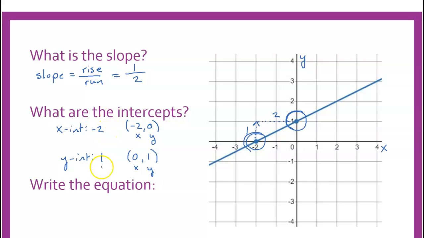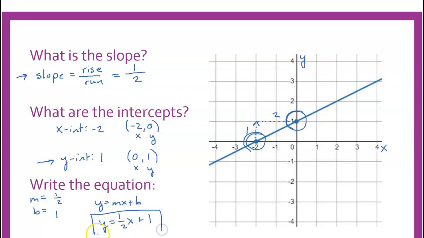And we said to write the equation we need two things. We need the slope and we need the y-intercept. Well, we got the slope up here, that's 1/2. And we got the y-intercept right here, that's 1. And now we can just plug those values into our equation, y equals mx plus b. So y equals, 1/2 goes in for m, 1/2 x, and then 1 goes in for b. So that is our equation right there. Y equals 1/2 x plus 1 is the equation of this line.